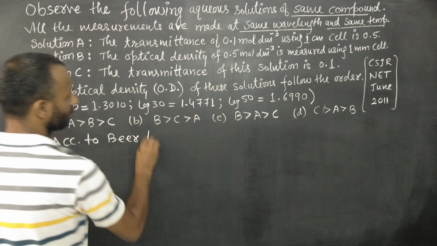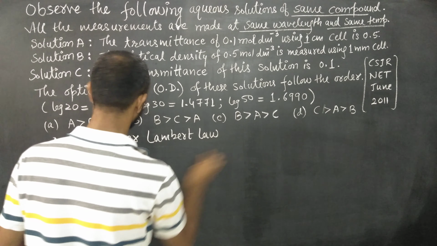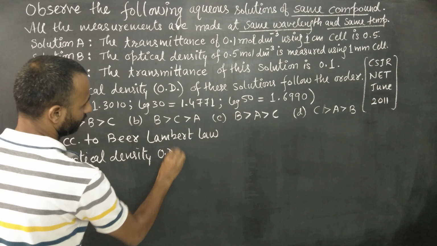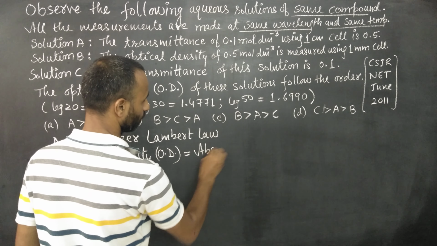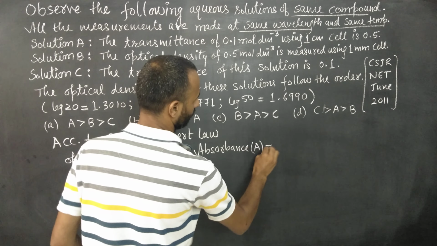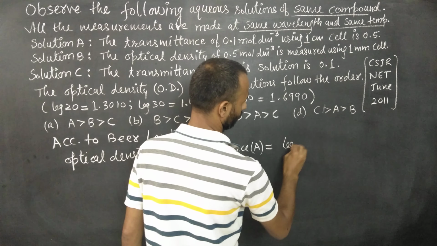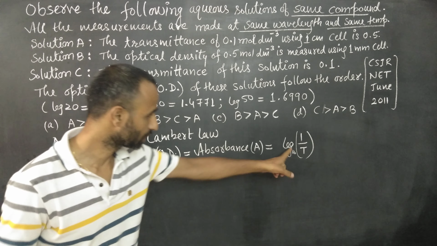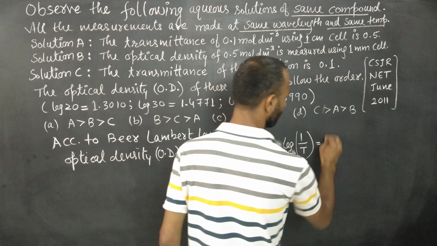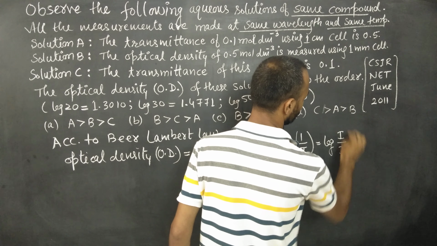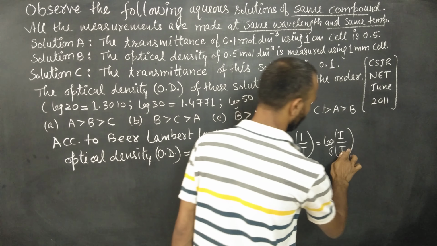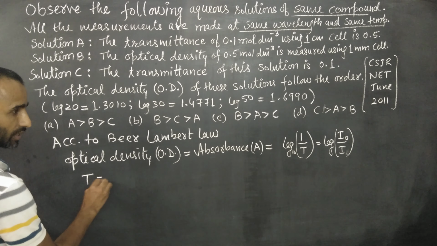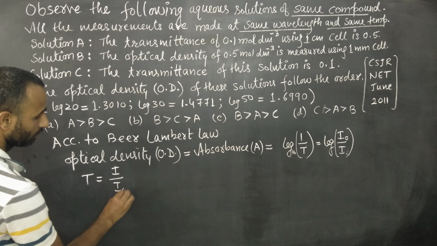So according to the Beer-Lambert law, optical density, that is OD, is actually the absorbance A. This absorbance is the common logarithm of 1 upon T, meaning the logarithm of the reciprocal of transmittance, or it can be written as log of I naught over I, because T is transmittance, and that is equal to I over I naught.